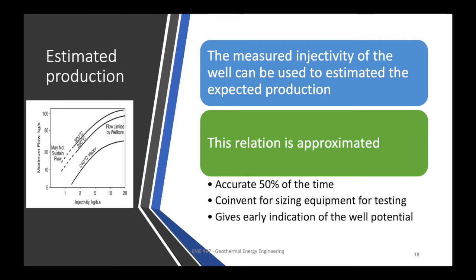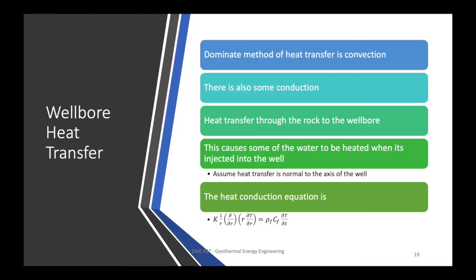The measured injectivity of the well can be used to estimate the expected production of the well. It can be seen on the graph to the left. This relationship is approximated. It's accurate about 50% of the time and is convenient for sizing equipment for testing and can give an early indication of the well's potential.